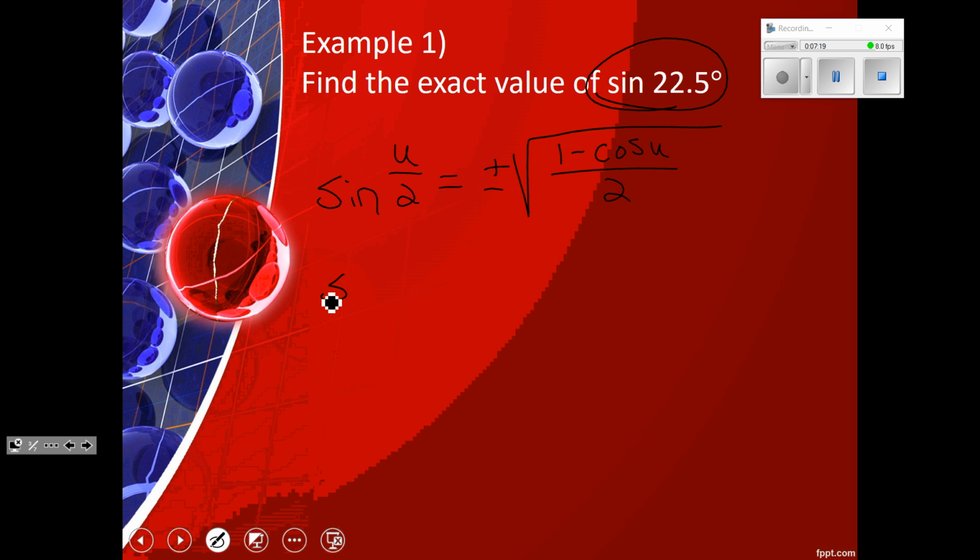45. So we are going to be doing everything based off of 45. So the sine of 45 divided by 2, that's what we're looking for, and that would be 22 and a half. Okay? Is plus or minus the square root of 1 minus, what's the cosine of 45? All right? Square root of 2 over 2, all divided by 2. Okay?